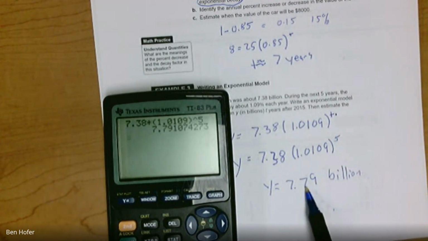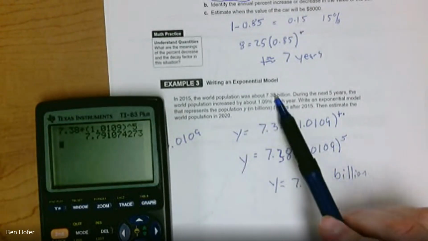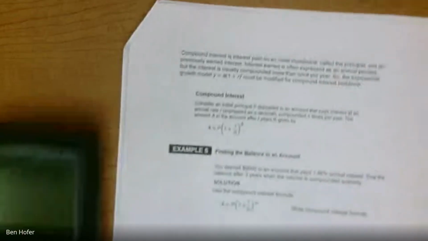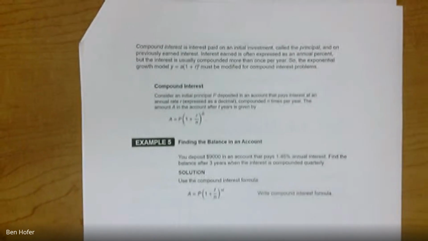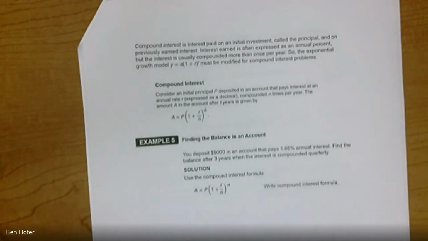Okay, I went with 2 decimal places because that is what they went to here in our problem. They had 2 decimal places. Last example is compound interest. Similar to the exponential growth, and hopefully when you get a little older and start saving some money, you will also have some good exponential growth in your bank accounts.